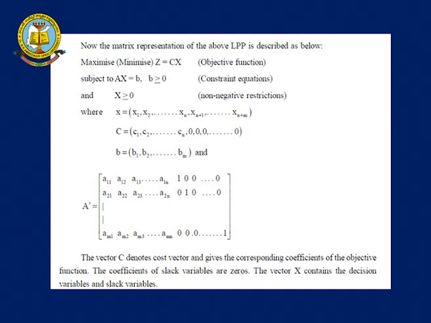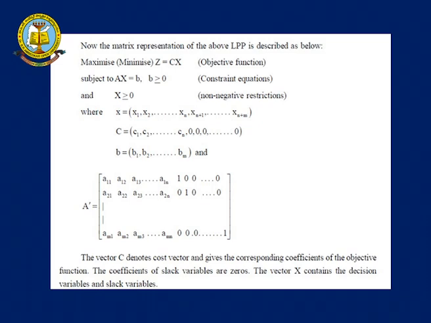And last, the non-negativity condition. Whatever decision variables we have, x1, x2, x3 up to xn, all these n unknown variables must be greater than or equal to 0. These three steps are known as the LPP general format. Here, X is the column matrix with all the unknown variables x1, x2, x3 up to xn, and C is the matrix with the costs of the variables in the objective function.